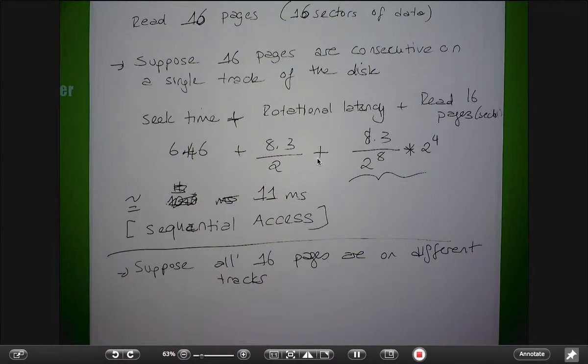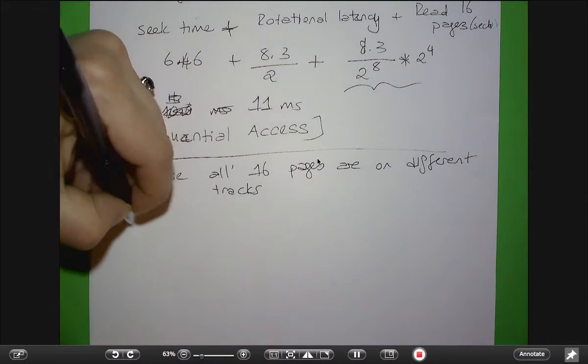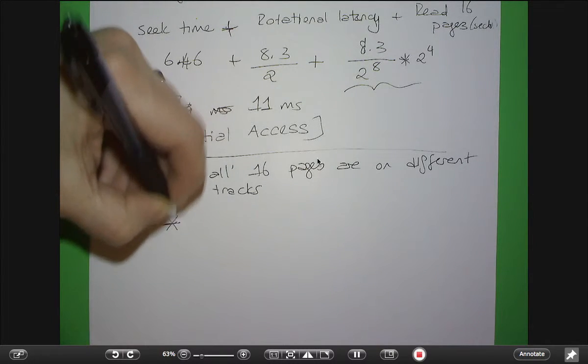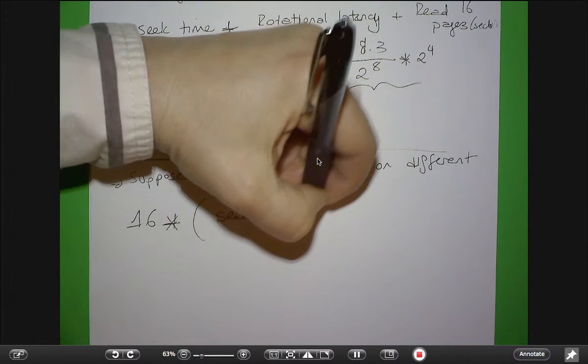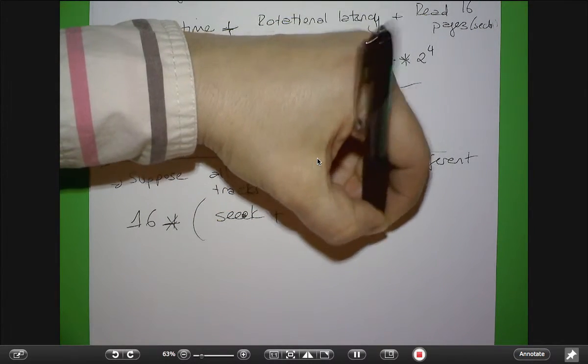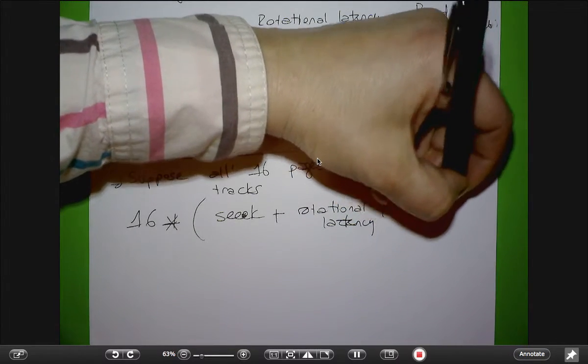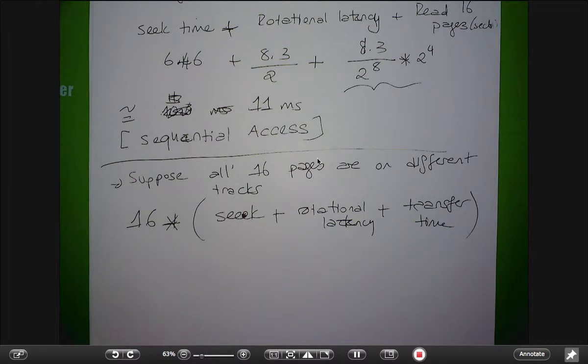All right, that sounds pretty rough, right? So what does that mean? That means for every single page, I'm going to seek once, wait for rotational latency, then read, right? So for 16 times, I'm going to seek plus do a rotational latency plus transfer time. But transfer time is going to be so small that I can actually disregard. 8.3 divided by 2 to the 8 is pretty small.